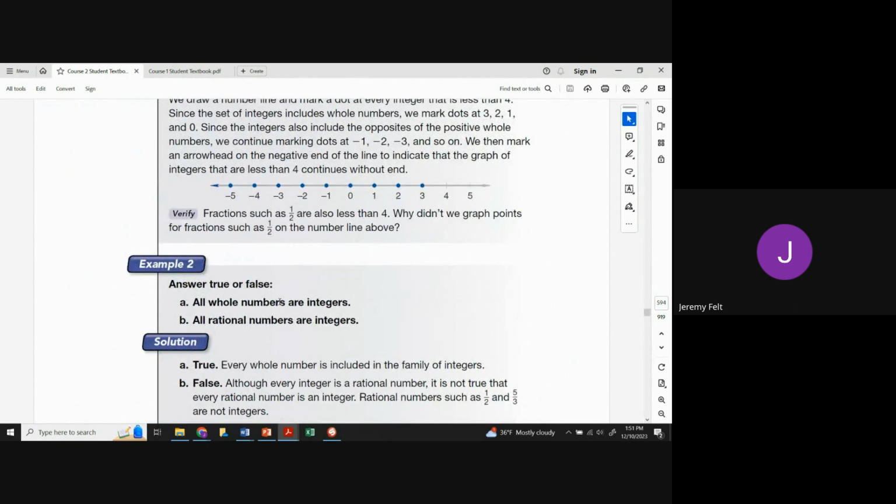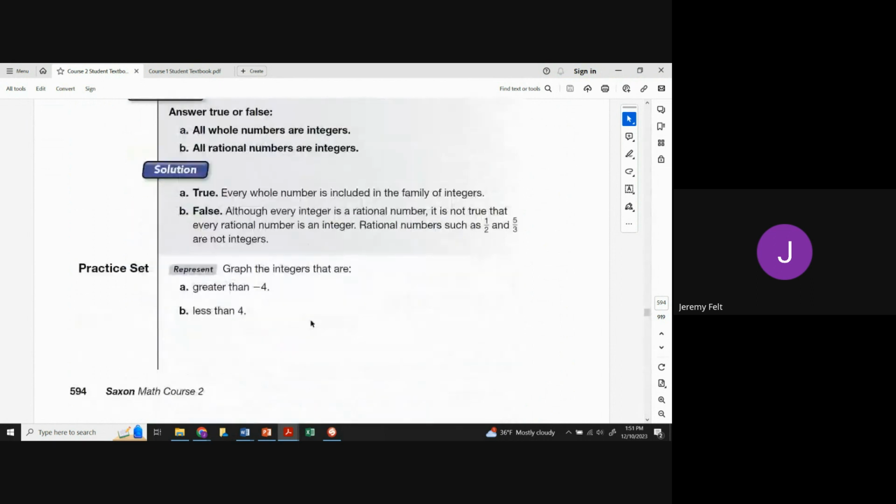Okay, true, false. All whole numbers are integers. And so our whole numbers, 0, 1, 2, 3, 4, 5, are those integers? Yes, so that would be true. All rational numbers are integers. And let's think about that. 1/3 is rational. Is it also an integer? No, so that would be false.